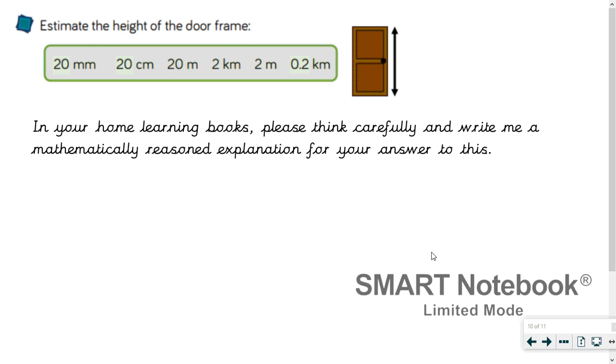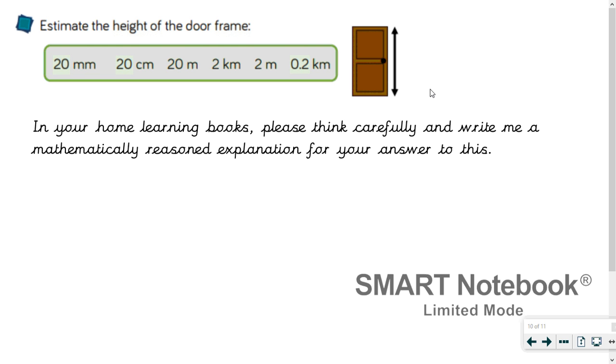Right, we should be back, so let's move on to the answer. You might get questions such as this, or might have to think about things where you estimate which unit would be sensible to use. To estimate the height of the door frame. So we're estimating the height of a door.